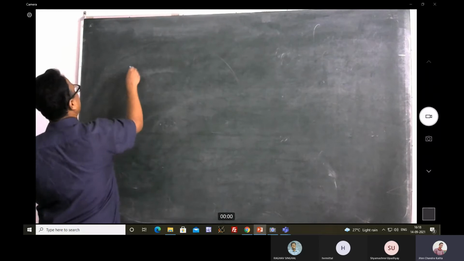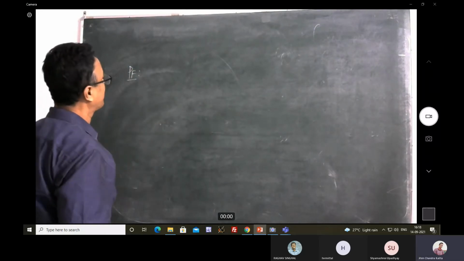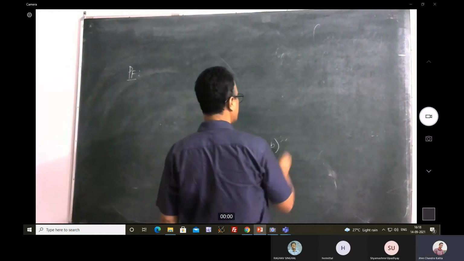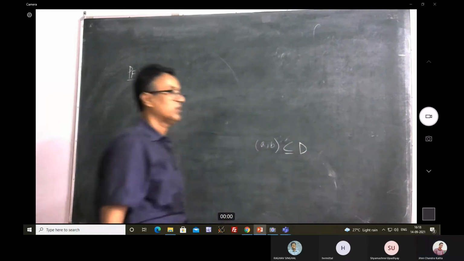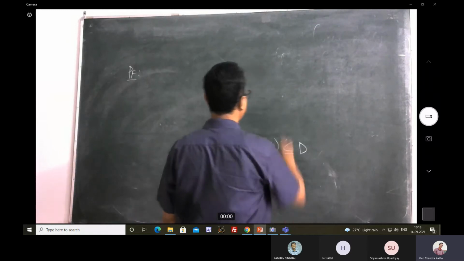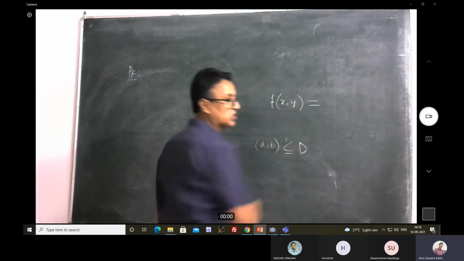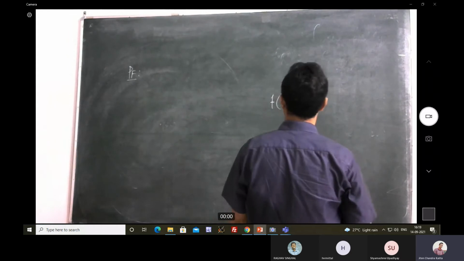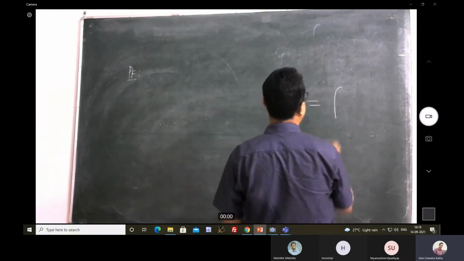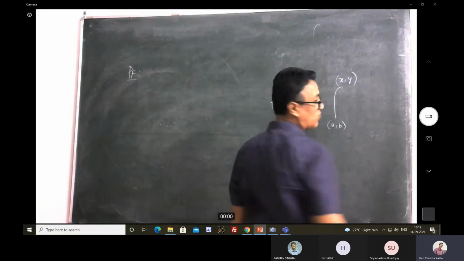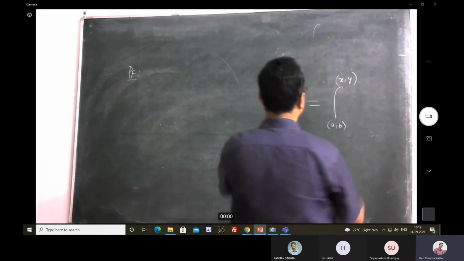Okay, so what I am going to do here: you consider a fixed point (a, b) which lies in D. Then I define a scalar function to be the integral from (a, b) to (x, y) of F dot dr.